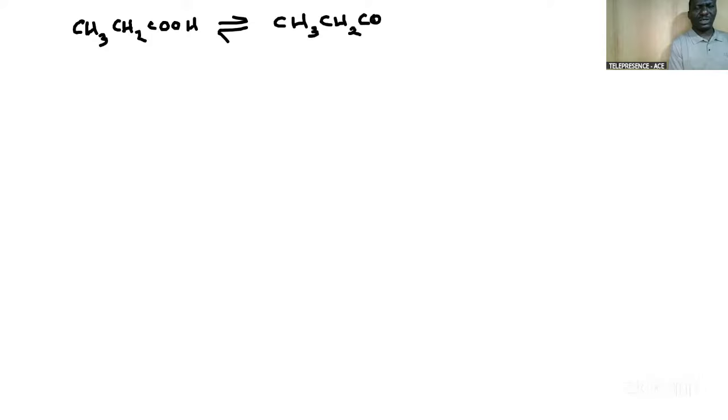Okay, so we have propanoic acid, CH3CH2COOH. It is a weak acid, so it gives us CH3CH2COO minus plus hydrogen ion.